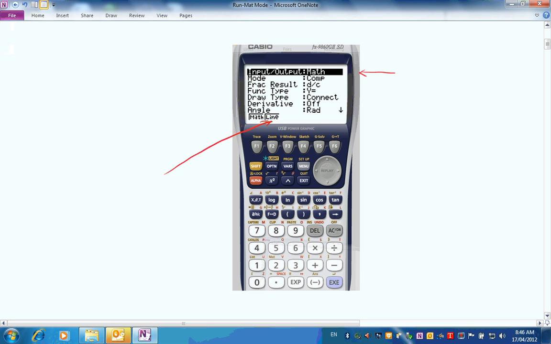I want you to select math mode by hitting F1. It may already be selected, but if it's not, you can actually select it, because straight under there is F1, which will select math mode. And then I want you to hit execute so that we can return to the run mode ready to do some calculations.